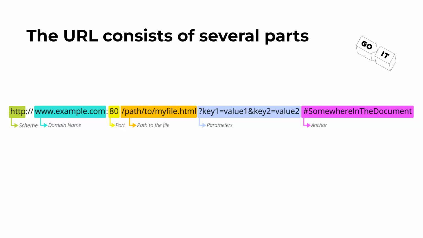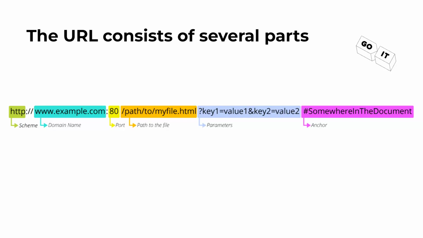So we also have the port. The port is a reserved channel used for specific purposes. For example, the default port for a standard HTTP server is 80, whereas secure websites that use HTTPS require a port number of 443.